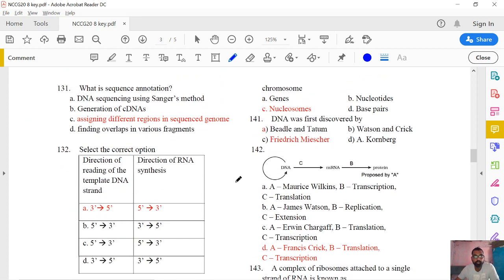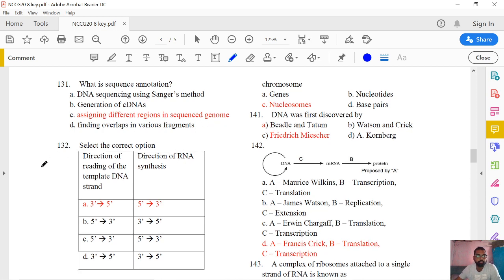Methyl guanosine will be added towards the 5' end through this 5' phosphodiester bond. What is sequence annotation?